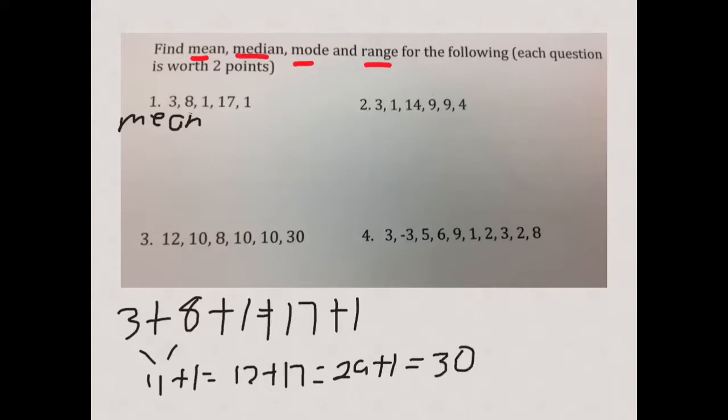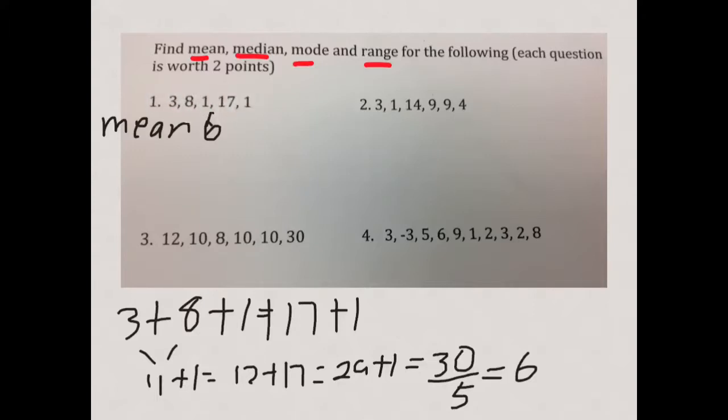Okay. Now, my average is going to be all those numbers added up together divided by how many numbers I had to begin with. So I had 1, 2, 3, 4, 5. So 30 divided by 5, 6. So my mean will be 6. Let me fix that 6 right there.